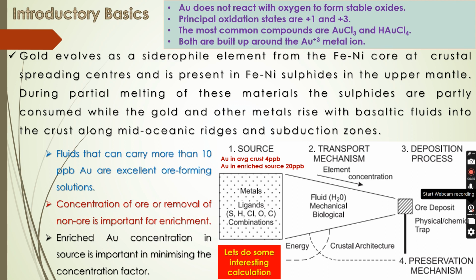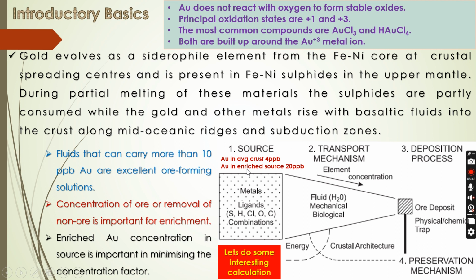How can it be enhanced? Either gold can be added, or, if there is some process by which everything other than gold is removed from the entire system, then naturally, percentage-wise, gold will be enhanced. Such enriched gold concentration in a source is important in minimizing the concentration factor. So what is the concentration factor?